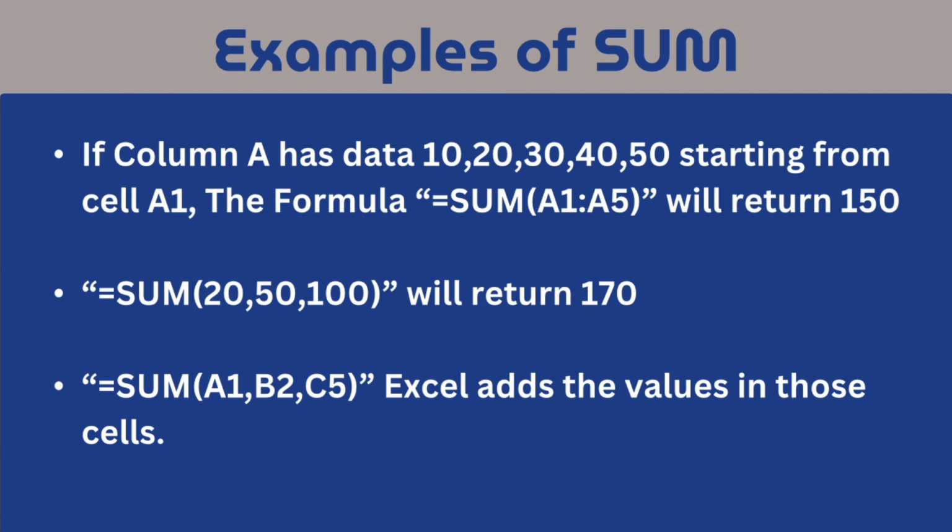When you have equals SUM(20, 50, 100) in the argument, and you tell Excel to return it, it will return 170. When you have SUM(A1, B2, C5) separated with commas, Excel will add the individual values in those cells.